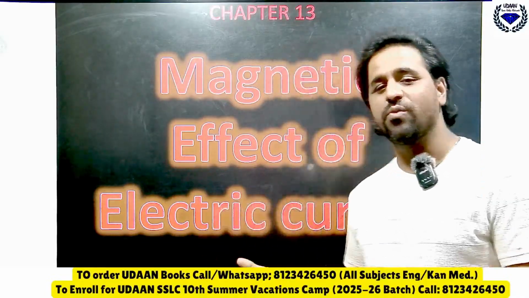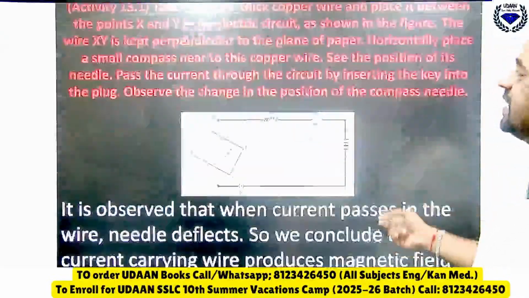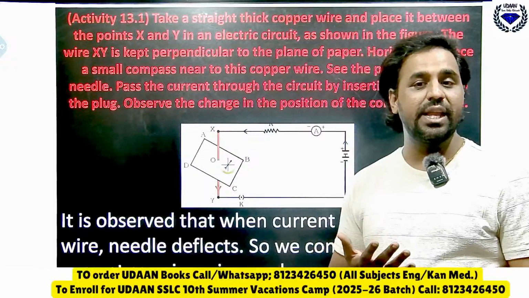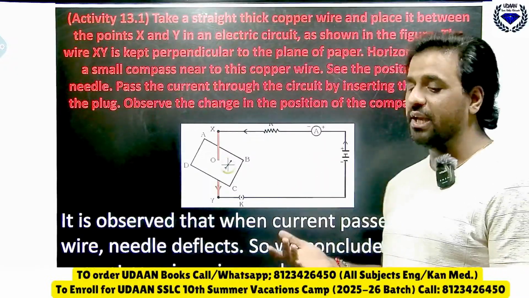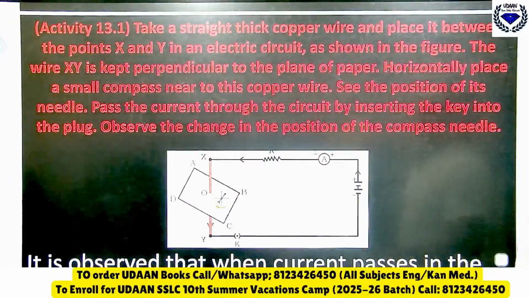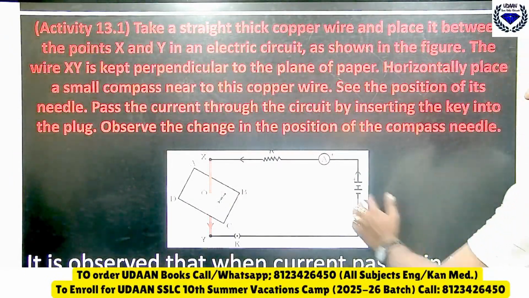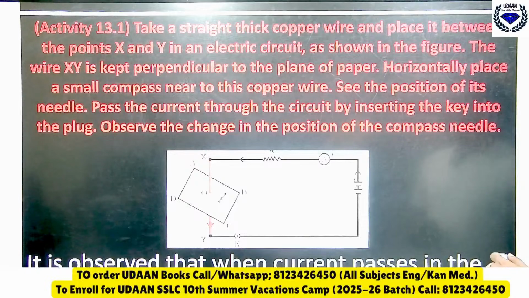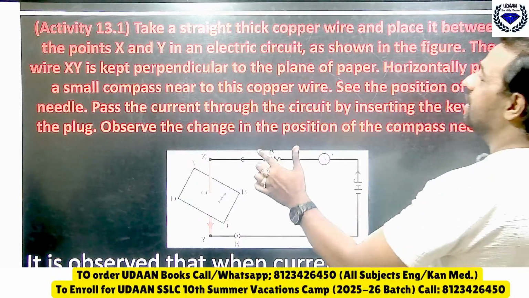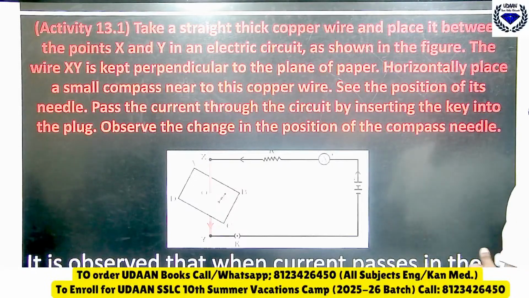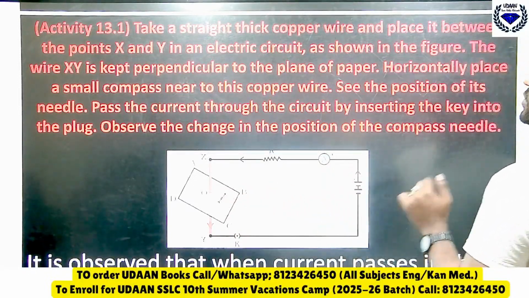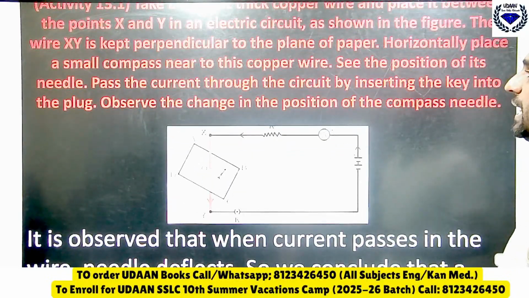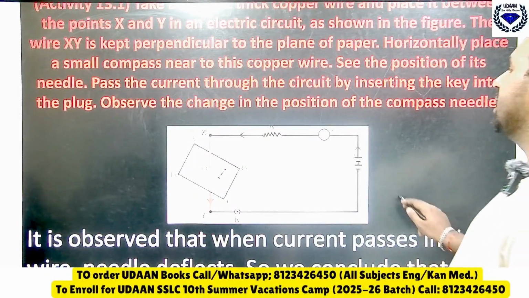So let us begin the discussion of answers for this one. See here, this is the first activity in your textbook. I will be discussing more activities so that you will be able and capable to answer them in your exam thoroughly. Take a straight thick copper wire and place it between x and y. As shown in the figure, the wire xy is kept perpendicular to the plane of paper, and horizontally place a compass on this copper wire. See the position of this needle, pass the current through the circuit by inserting the key into the plug. Observe the change in the position of the compass.